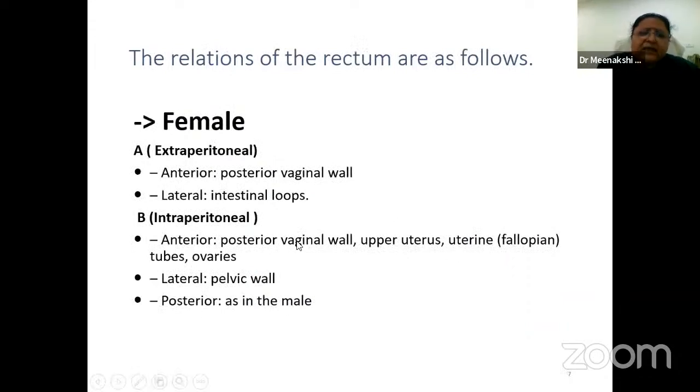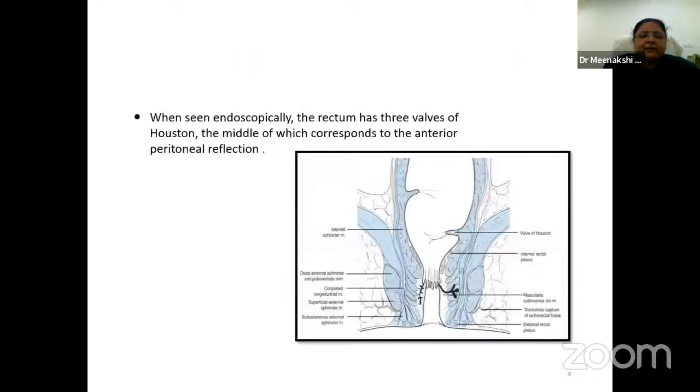Then in case of females, the relations anteriorly you get the posterior vaginal wall, upper uterus, fallopian tubes and ovaries, laterally the pelvic wall, and intraperitoneally intestinal loops. Posteriorly, the relations are the same as you will get in males. Then when you see endoscopically, the rectum has 3 valves of Houston, the middle of which corresponds to the anterior peritoneal reflection. So this anatomical understanding is also very important.